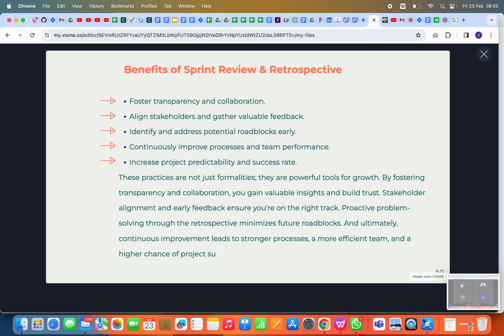All right. So these practices are not just formalities, they are powerful tools for growth. By fostering transparency and collaboration, you gain valuable insights and build trust. Stakeholder alignment and early feedback ensure you are on the right track. Proactive problem solving through the retrospective minimizes future roadblocks, and ultimately continuous improvement leads to stronger processes, a more efficient team, and a higher chance of project success.